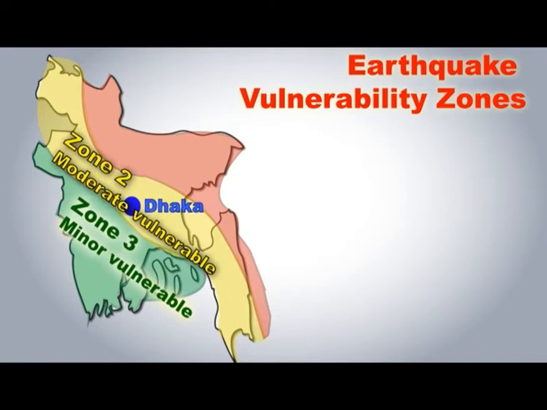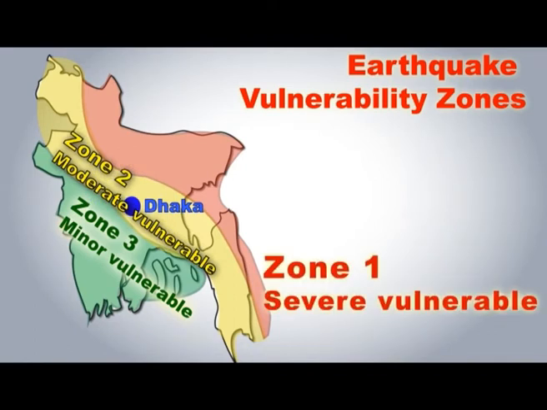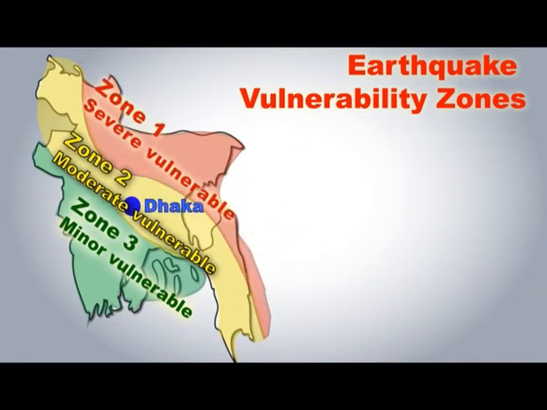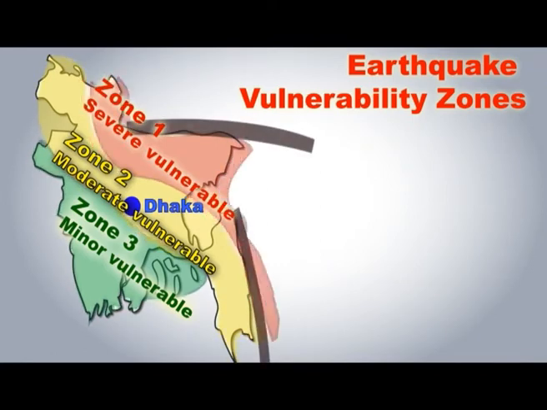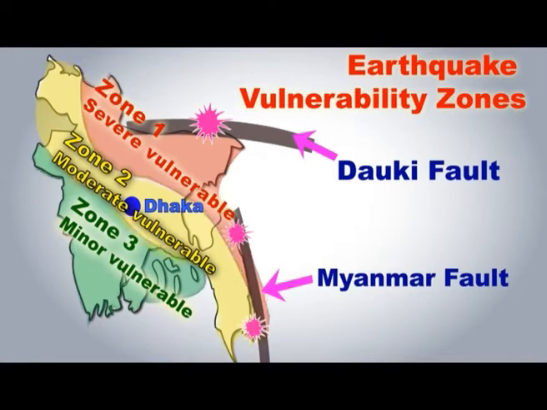The northern and eastern part of Bangladesh is zone 1 and is colored red, which means it is a zone of high seismic risk. Most of the earthquakes happen in and near this area because it is near the 2 fault lines which are Dauki and Myanmar faults.